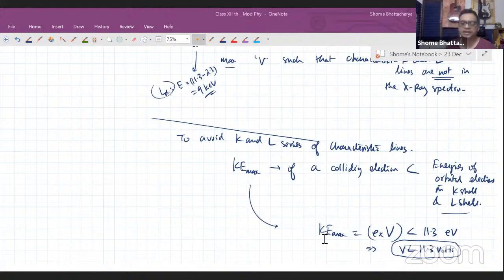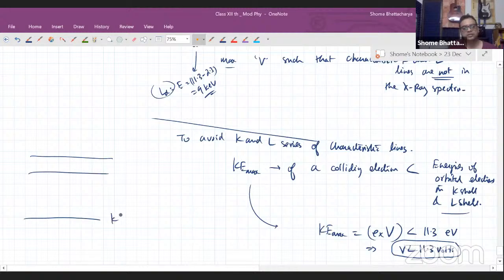Yeah, Aditya, see why we didn't take 9 is because 9 is the energy that you get when this happens. 9 keV is the energy that you will get when this transition happens and it gives a photon of energy 9 keV. But the thing is, first we have to create a vacancy here.